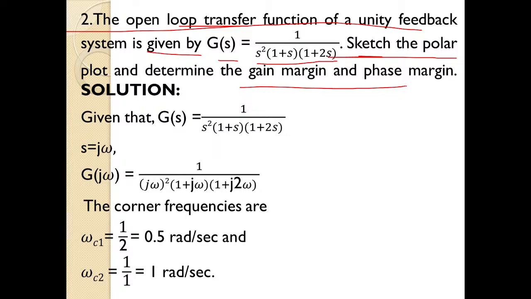The same pattern we followed for the previous problem has to be followed for this numerical problem also. So just write it down.